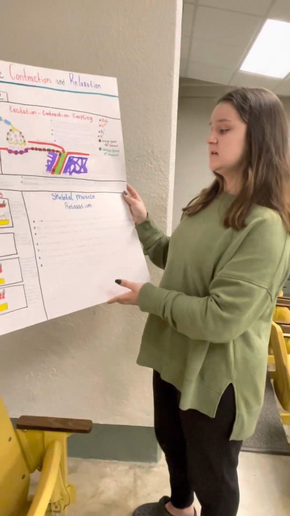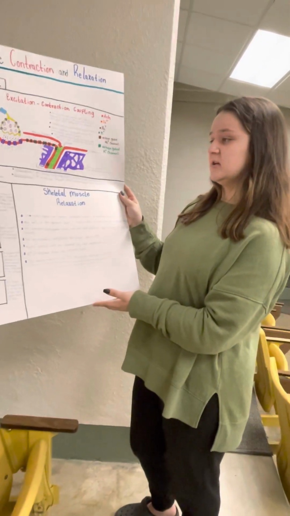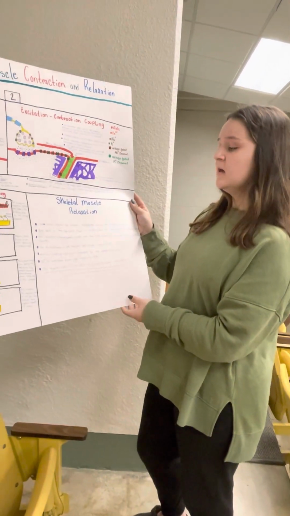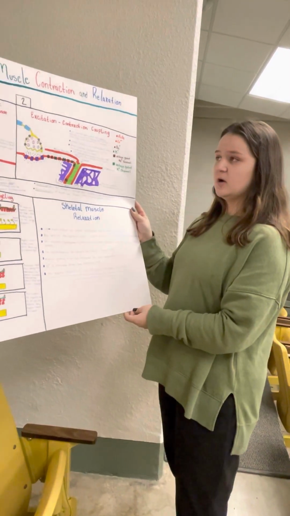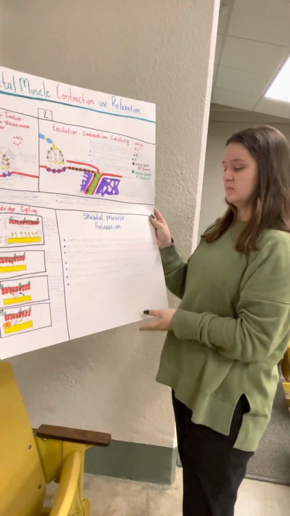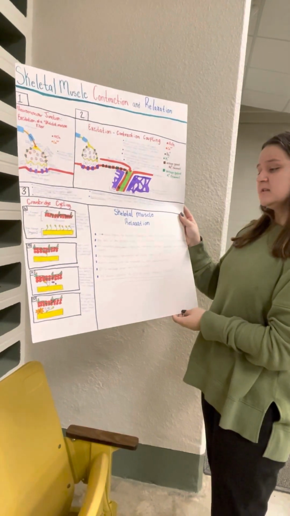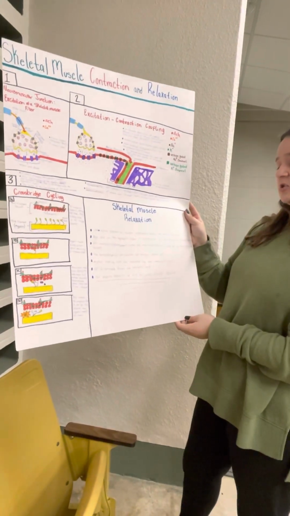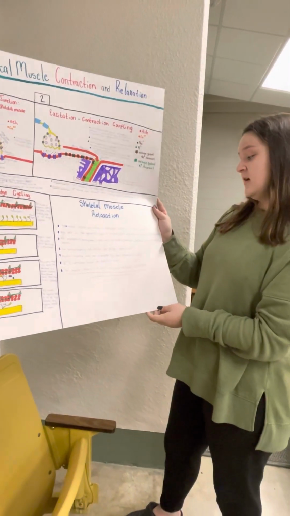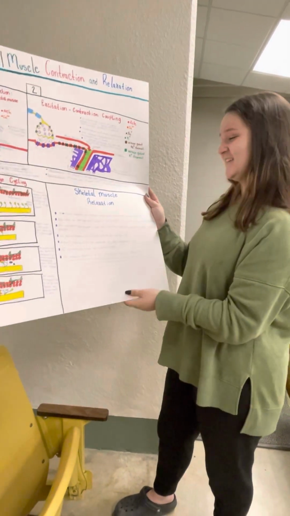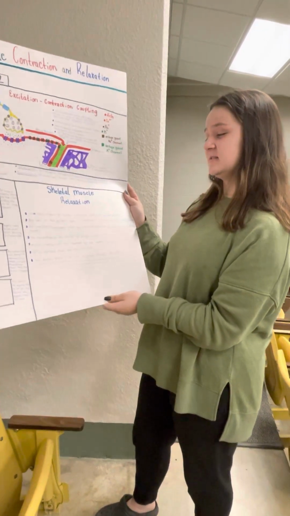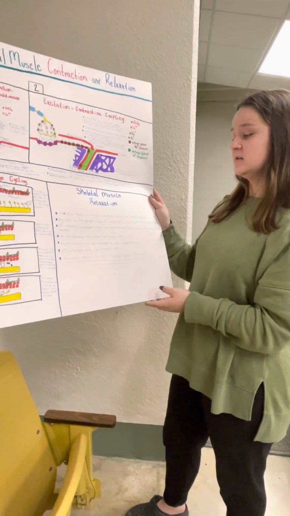So next is skeletal muscle relaxation, which is your last step. And that's when the nerve signal no longer propagates down into the motor neuron. ACh left in the synaptic cleft is hydrolyzed by the enzyme. I'm not going to attempt to say that. ACh receptors, the ligand gates, close.